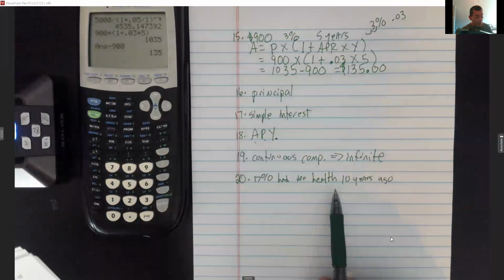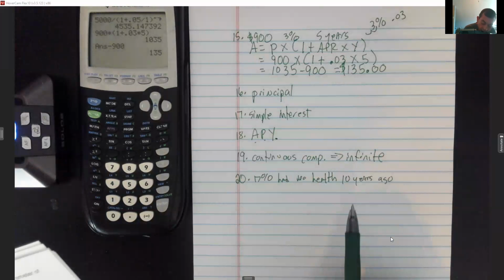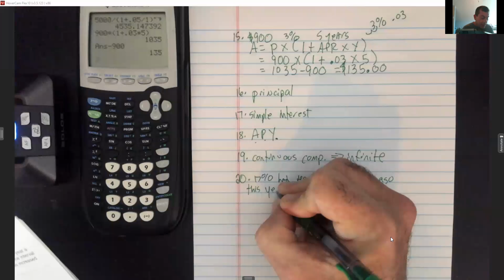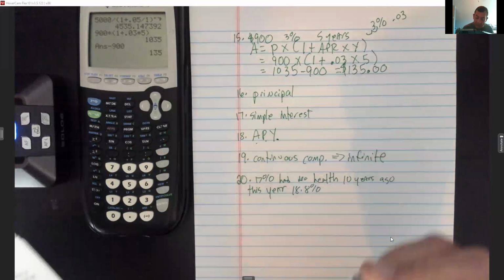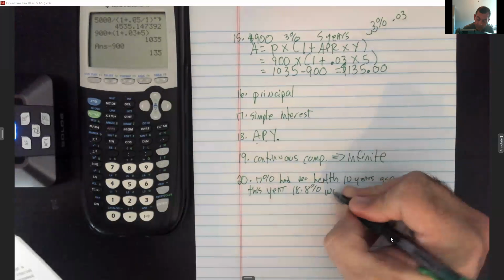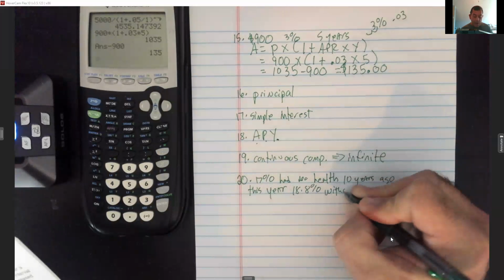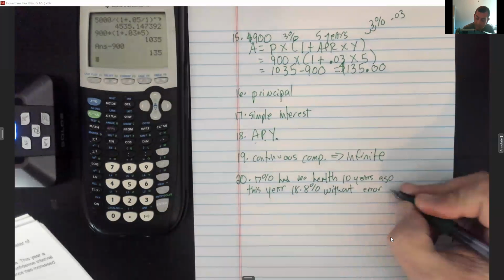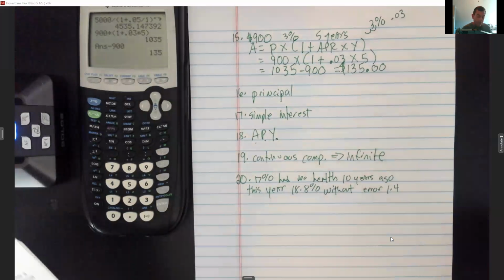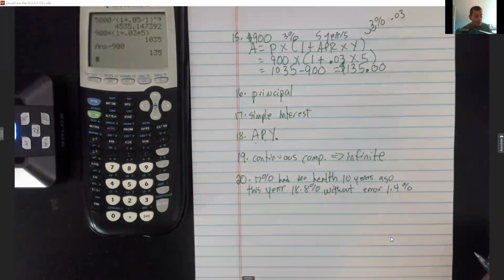This year, a poll revealed that 18.8% were without insurance. The margin of error was 1.4 percentage points. Find the confidence interval for the true percentage without insurance this year. And then they want to know, can we conclude that the percentage without insurance has increased from 10 years ago?